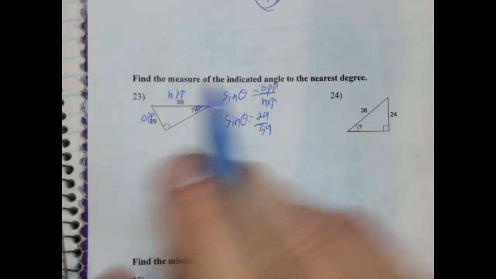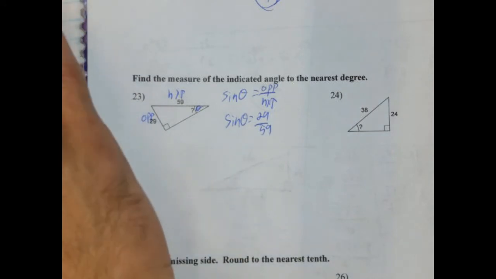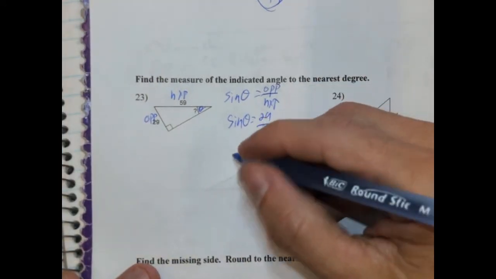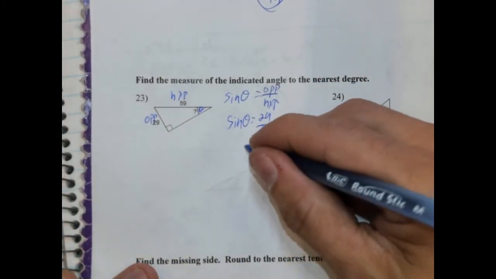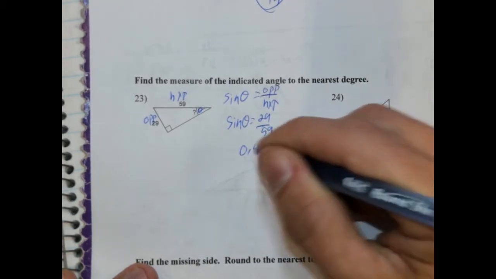I'm going to divide that off screen. So 29 over 59, and we're going to go with 4 place values because of the trig table. So 0.4915. There's a 2 there, so it stays as that.